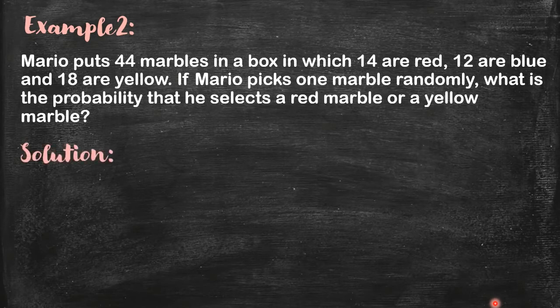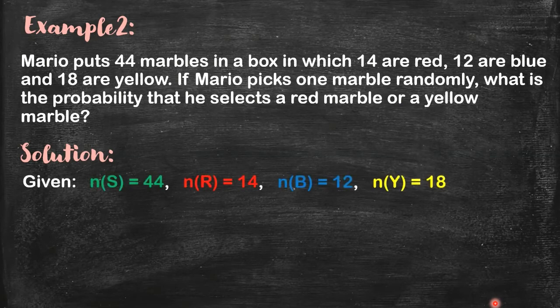To start our solution, let me give you the given. Ito yun. Okay, so what do we mean by N of S? Ibig sabihin nito, the number of elements in the sample space. Okay, 44 kasi there are 44 marbles in all. And then, what do we mean by N of R? It tells us the number of red marbles. So, we have 14 red marbles and so on. Ito yung para sa blue, ito naman yung para sa yellow.